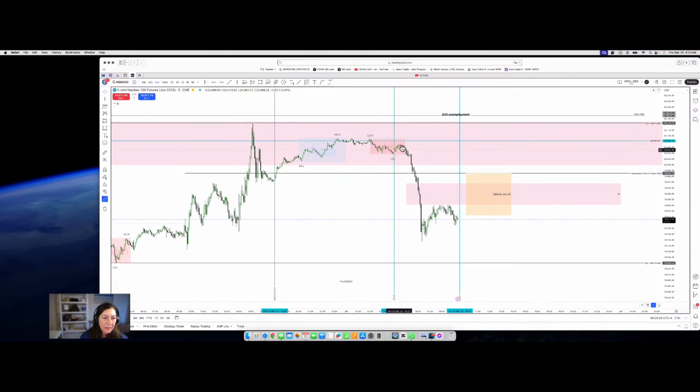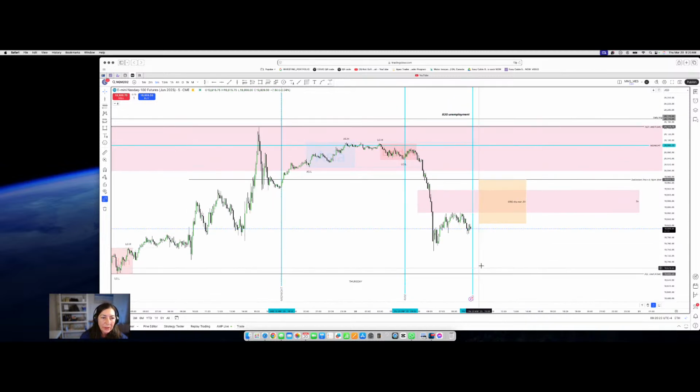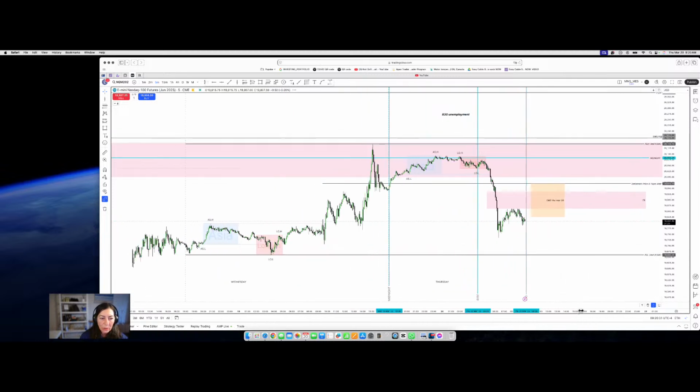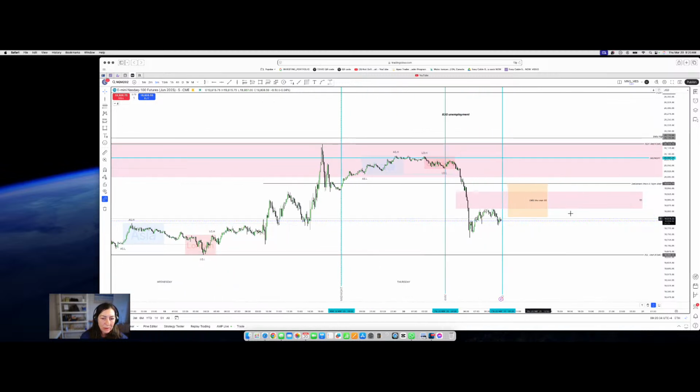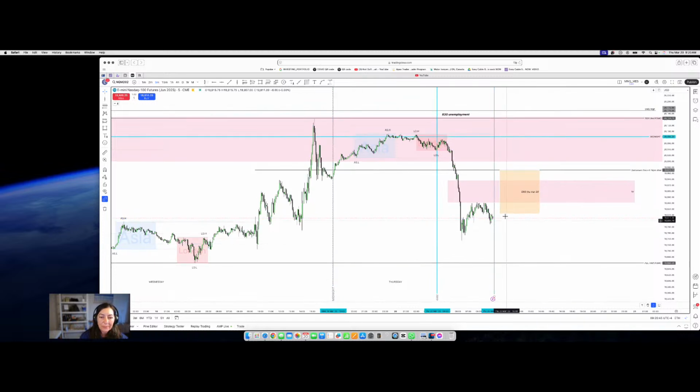London was a consolidation. And sometimes when that happens, our power of three can be shifted over by one session. So I might be looking this morning for manipulation, so it could be a manipulation to the downside before trending up. But we don't know where price is going to go. All we can do is look for clues and cues of what the market is offering us. And it's up to us to be the scientist and figure out what the market is telling us.